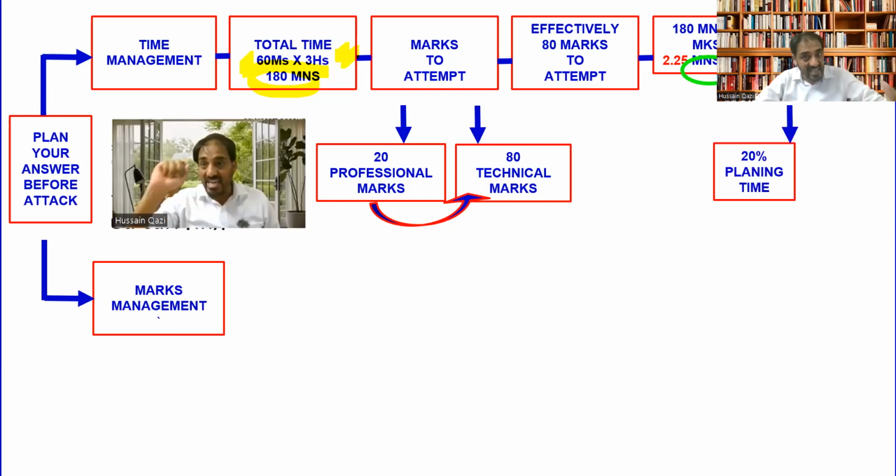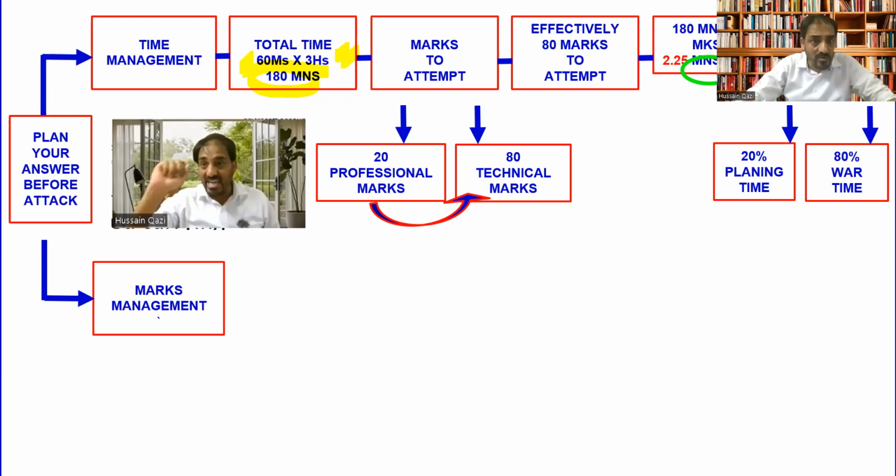20% time for planning for any part of the question, and 80% for the war time. War means execution. Is this clear, all of you? Candidates, are you with me? This is about the time management aspect. Hello, can you please reply to me? Yes or no? Time management.